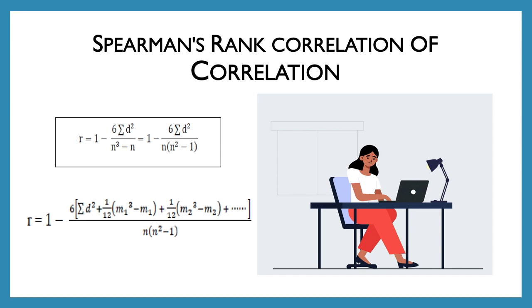When two individuals are given the same rank, that is, when there is more than one item having the same value in either or both the series, an average rank is given to all the equal items. In case of equal ranks, an adjustment is made to the above formula by adding 1 by 12 m cube minus m to the value of summation d square, as r equals to 1 minus 6 into summation d square plus 1 by 12 m1 cube minus m1 plus 1 by 12 m2 cube minus m2 plus, and it goes on, upon n into n square minus 1, where m is the number of items whose ranks are equal.